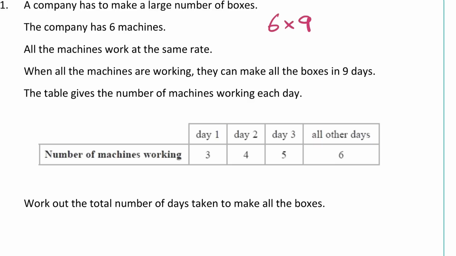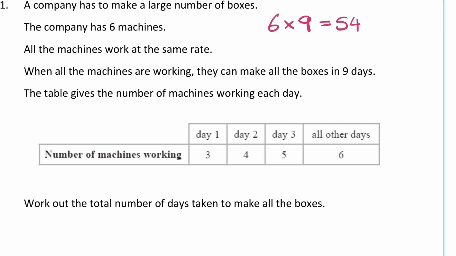Now that tells us the amount of time it would take one machine. It takes 9 times longer, or 6 times longer depending on how you look at it. If we have 6 machines and we reduce it down to 1, it's going to take 6 times longer. So rather than being 9 days, it's 6 times 9, which is going to take for one machine 54 days.